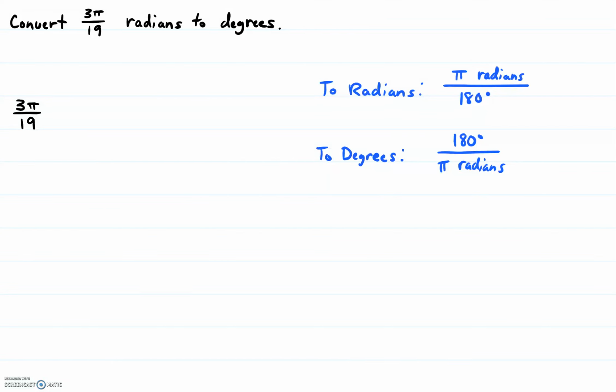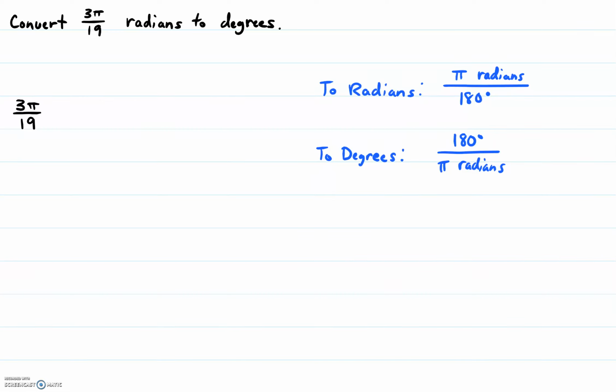In this video, we're going to convert 3 pi over 19 radians to degrees. Now on the right hand side of your screen in blue, you can see the conversion ratios. If we're wanting to convert something from degrees to radians, we multiply by pi radians over 180 degrees. And if we want to go from radians to degrees, we would multiply by 180 degrees over pi radians.